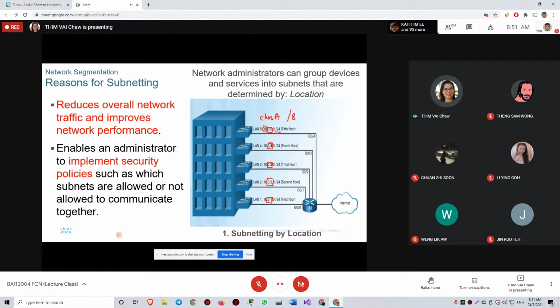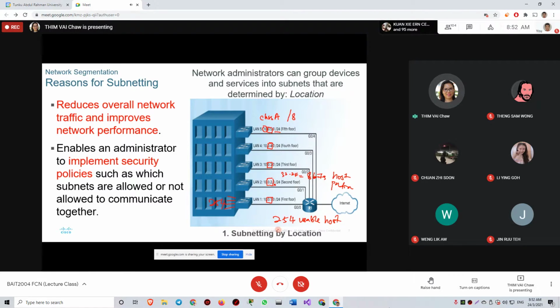So in this case, based on /24, you know that you have remaining, using 32 minus 24, another 8 bits for your host portion only. Therefore, in each of the floors over here, you can only have a maximum of 254 usable hosts. You can plug in or add devices, maximum 254 for each floor. So this is a subnet according to the location.